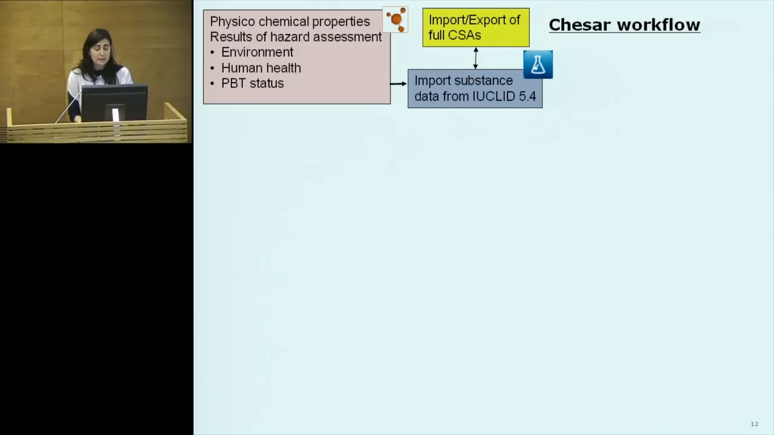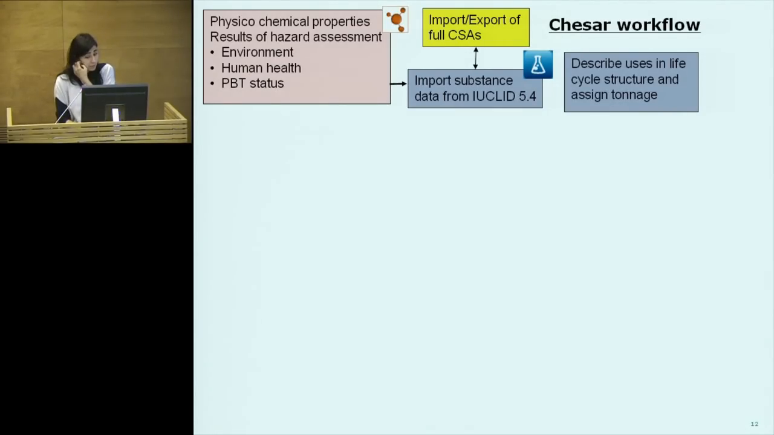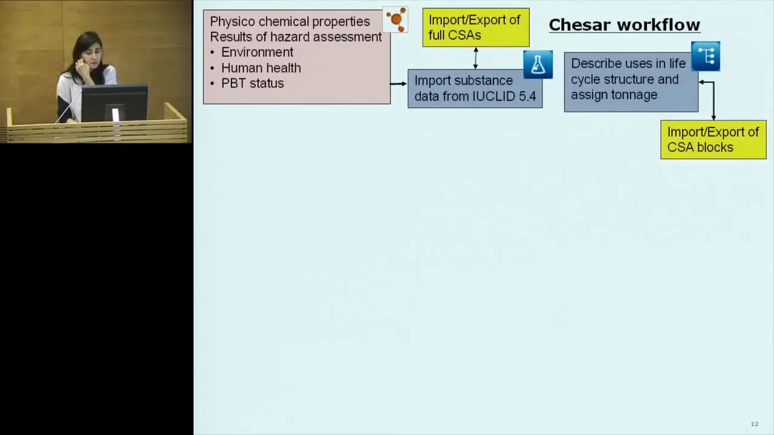From Chesar, you can import or export already pre-made CSAs, of course in the format of Chesar. And then in Chesar, you describe the uses that you have in your substance in box 2. So you will have to try a bit to get used to the icon. Then after a while, it will be easy to recognize which box is referring to. So the description of uses can be done from scratch in the Chesar.